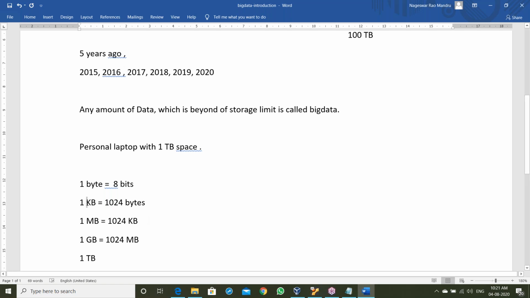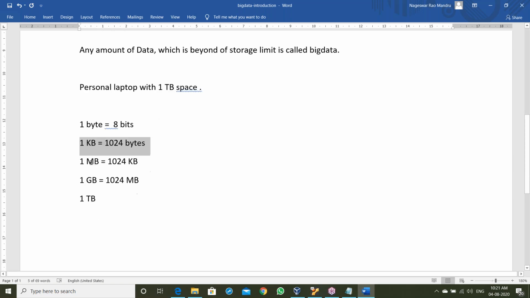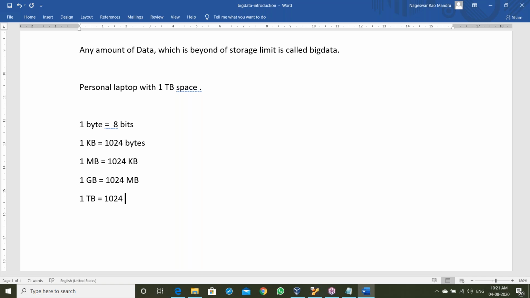See, KB means kilo, 10 to the power of 3. MB is 10 to the power of 6. GB is 10 to the power of 9. TB is 10 to the power of 12. So 1 TB equals 1024 gigabytes. After terabytes, next is petabytes.